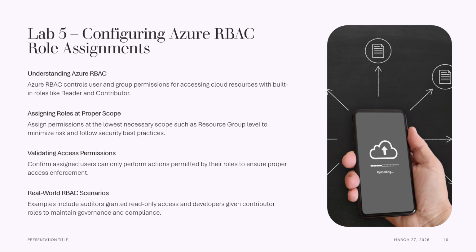proper scope. Assign permissions at the lowest necessary scope, such as resource group level, to minimize risk and follow security best practices. Validating access permissions: confirm assigned users can only perform actions permitted by their roles to ensure proper access enforcement. Real-world RBAC scenarios: examples include auditors granted read-only access and developers given Contributor roles to maintain governance and compliance.